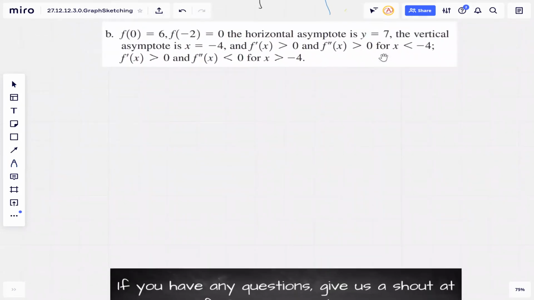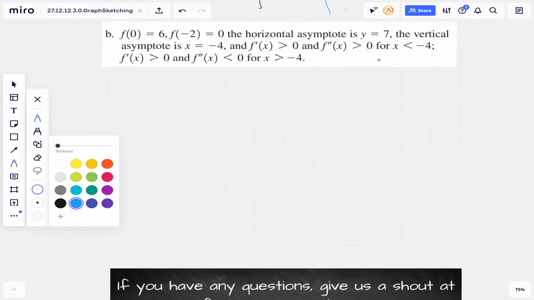All right, so now let's look at the next one. What are we told? We were told that f at 0 equals 6, f at negative 2 equals 0, so we have our y-intercept and our x-intercept. The horizontal asymptote is y equals 7. The vertical asymptote is x equals negative 4. The first derivative is greater than 0, and the second derivative is greater than 0 when x is less than negative 4. First derivative is greater than 0, and second derivative is less than 0 when x is greater than negative 4. Interesting.